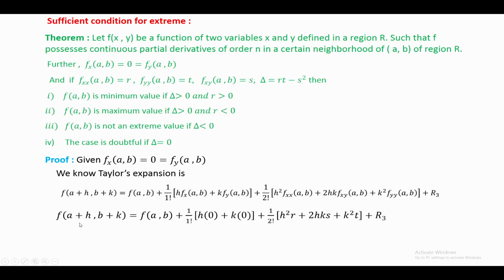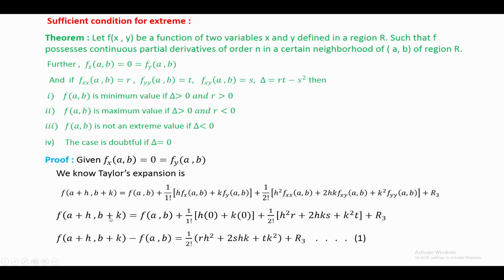Therefore we get f(a+h, b+k) equal to f(a,b) plus 1 upon 1 factorial into the bracket h into 0, because f_x(a,b) is 0, plus k into f_y(a,b) which is 0, plus 1 upon 2 factorial inside the bracket h square f_xx(a,b) as r plus 2hk f_xy(a,b) as s plus k square f_yy(a,b) as t, plus r3. Now this value is 0. Write down f(a,b) on the left hand side.